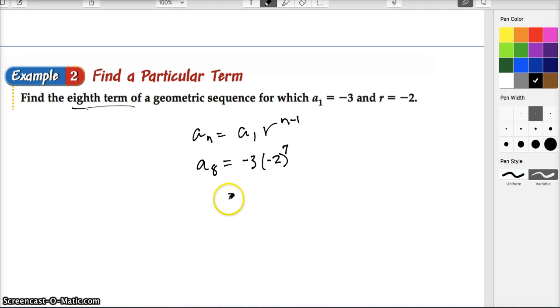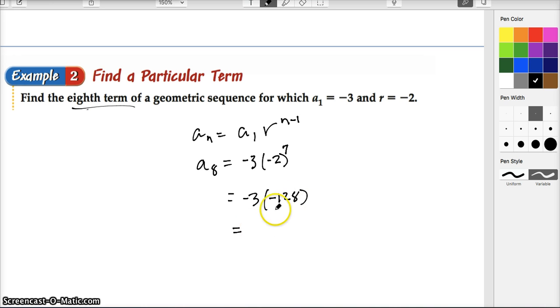So to do that, not too bad, we need to deal with the exponent first. 2 to the 6th power is 64. So 2 to the 7th power is 128. But this is a -128 because I'm multiplying an odd number of negative numbers. And therefore, when I multiply the final negative times negative, I'm going to get a positive.